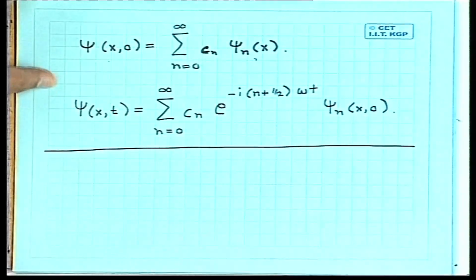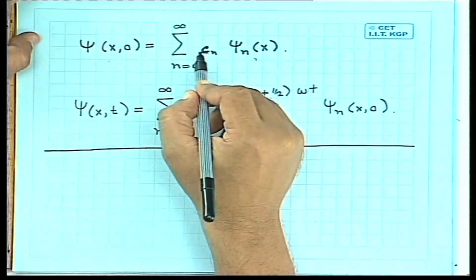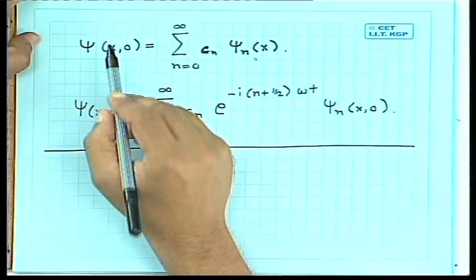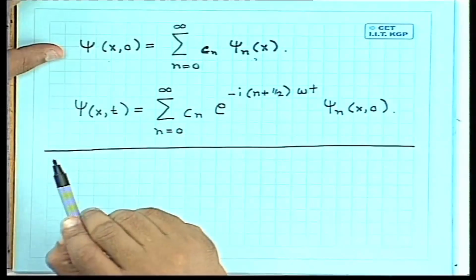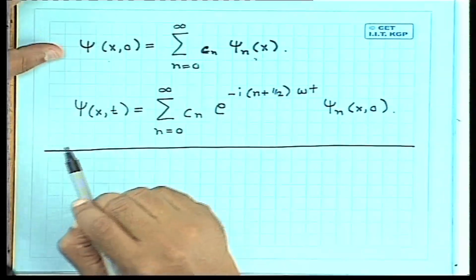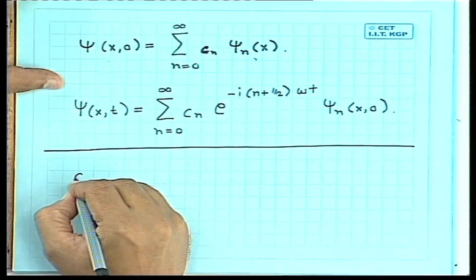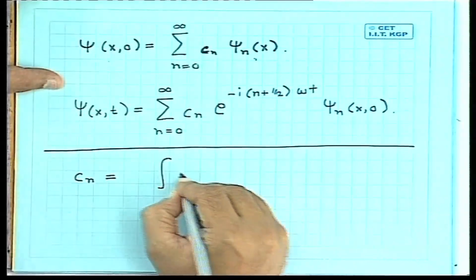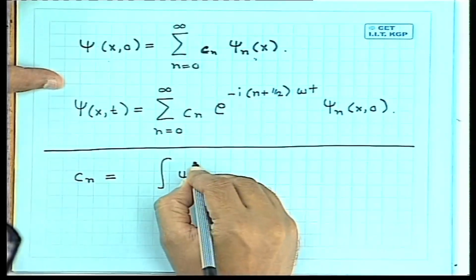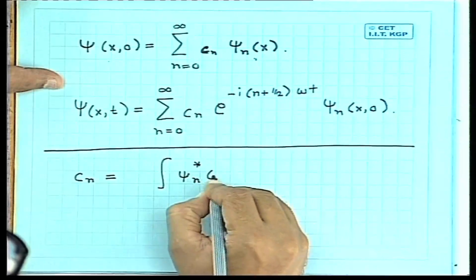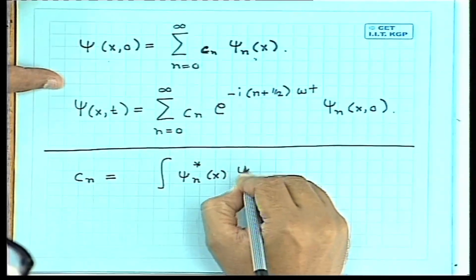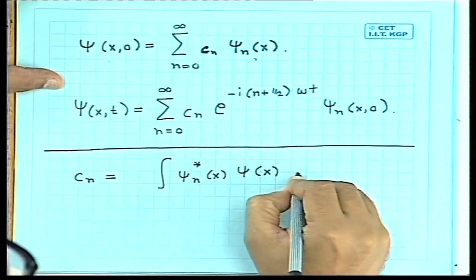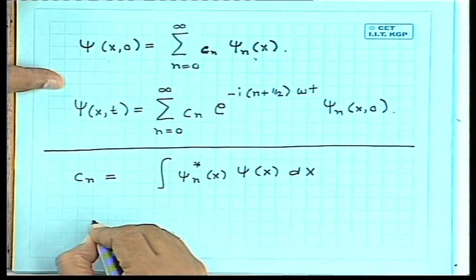We also need to know how to obtain the coefficients c of n given the wave function psi, given the initial wave function. So that is also pretty simple, because let us do that. So c of n is equal to the integral of psi star n x psi x dx. Let us just check this.